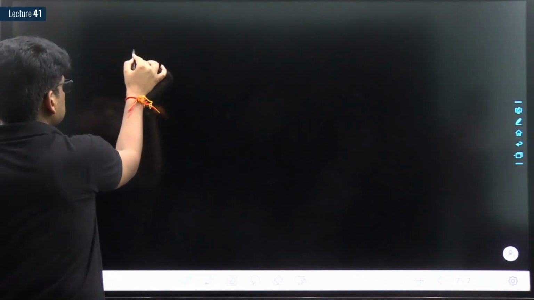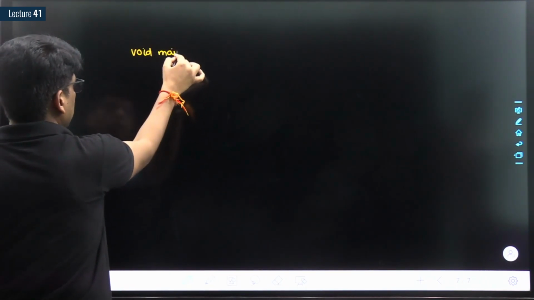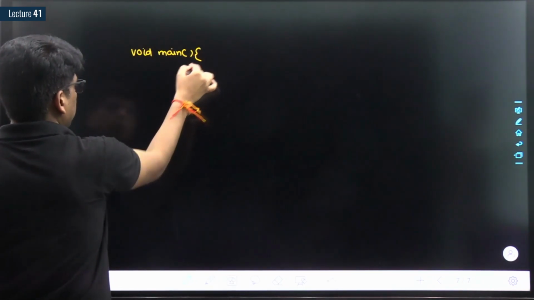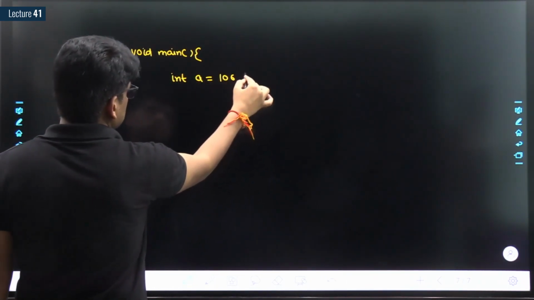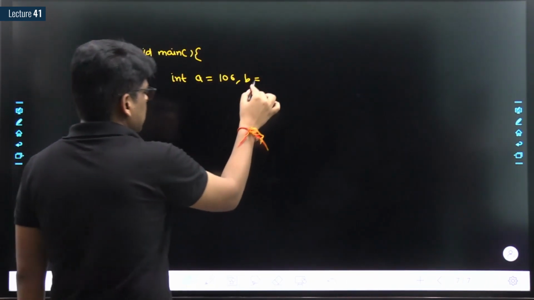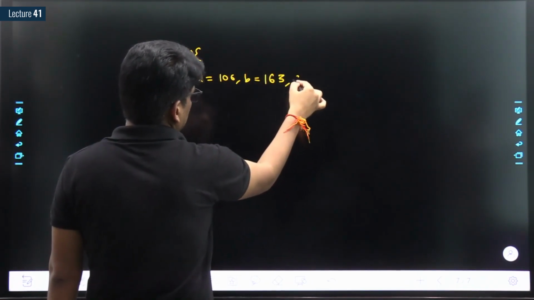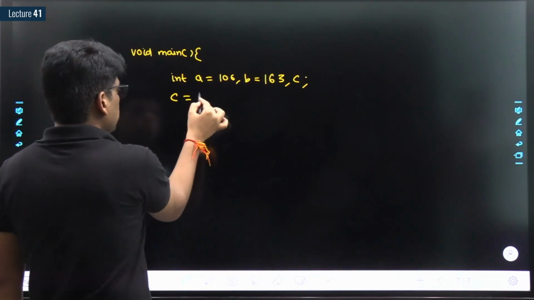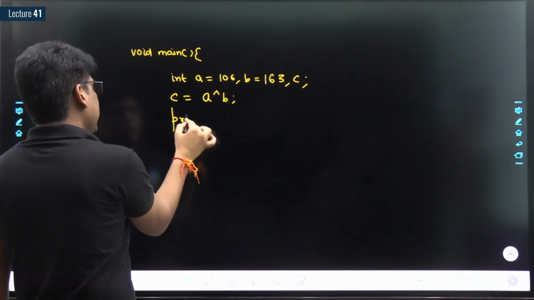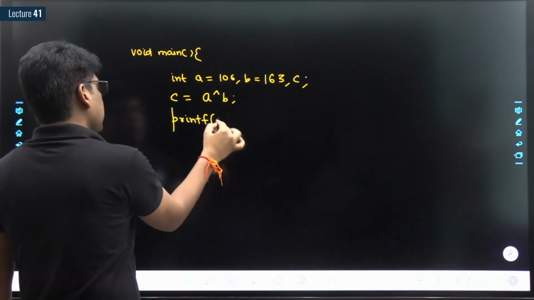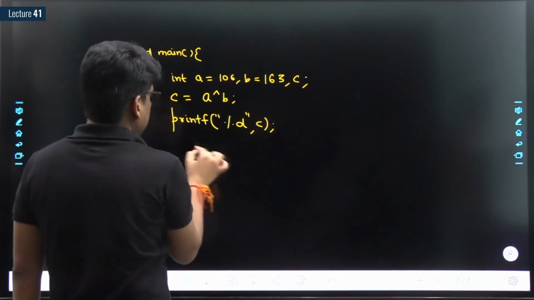Sir, void main. int a is equal to 106, b is equal to, let us suppose 163, c is equal to a XOR b, and let's try to print the value of result, that is c.